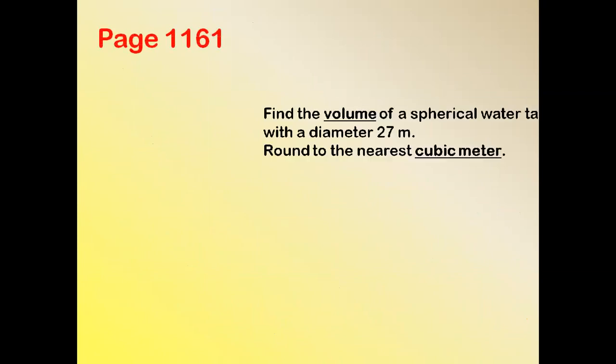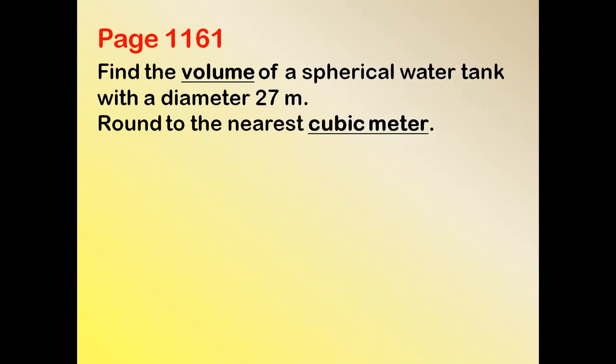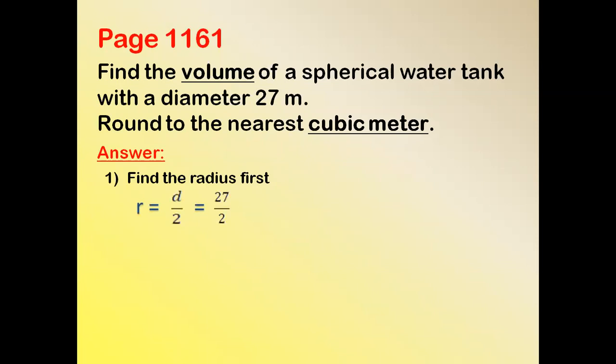Let's take some examples. Page 1161 in your books. Find the volume of a spherical water tank with a diameter of 27 meters, rounded to the nearest cubic meter. Find the radius first. I have a diameter here, so I have to divide it by 2. The radius equals diameter divided by 2, which gives 27/2, so it gives me 13.5 meters.